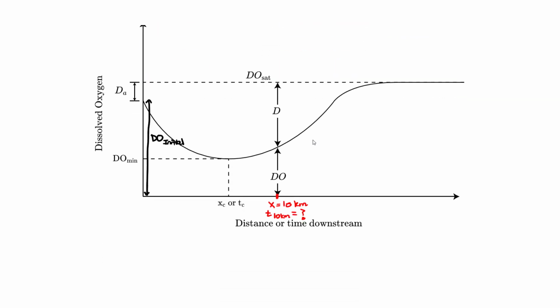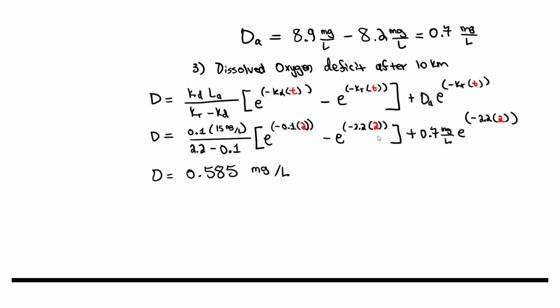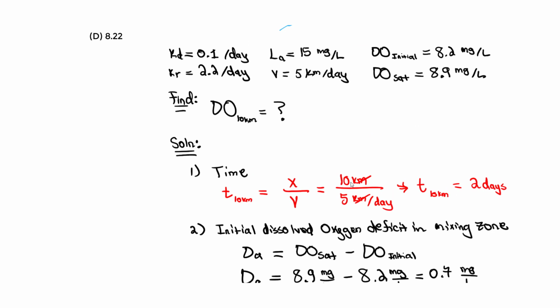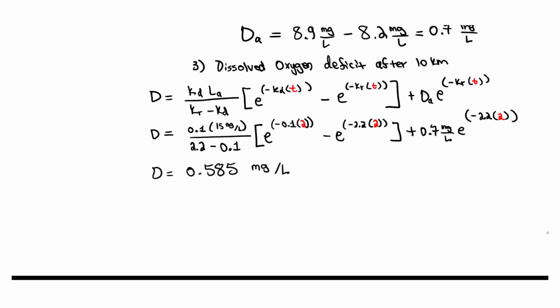So now we have the deficit, right? How do we get DO? What we do is take DO set, this whole value, minus this value, which is the deficit, and we get DO. That's the dissolved oxygen concentration after 2 days at 10 kilometer. So let's do that. That's the last step, step 4. The equation for that is actually in the handbook. It says DO is DO sat minus D, but I'm going to rewrite this as DO at 10 kilometer is going to be DO sat minus D, the deficit we just solved.